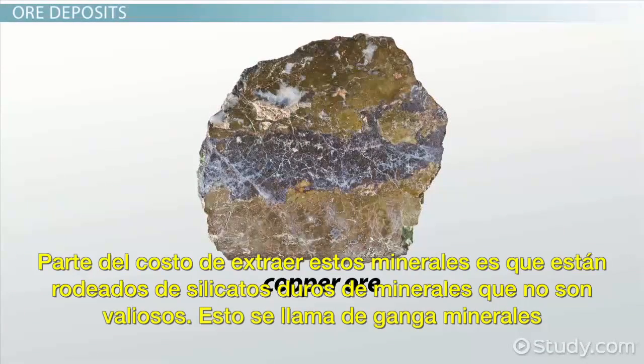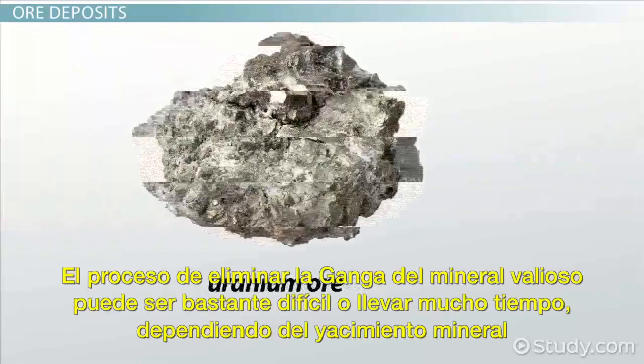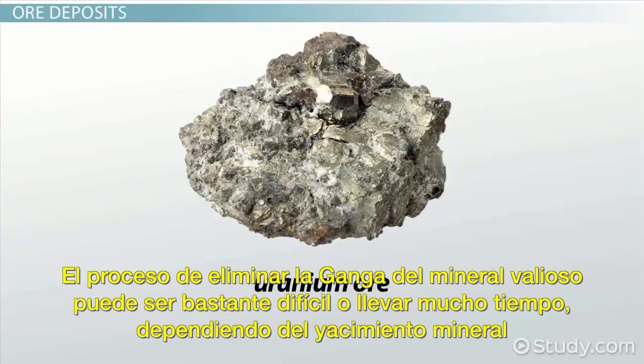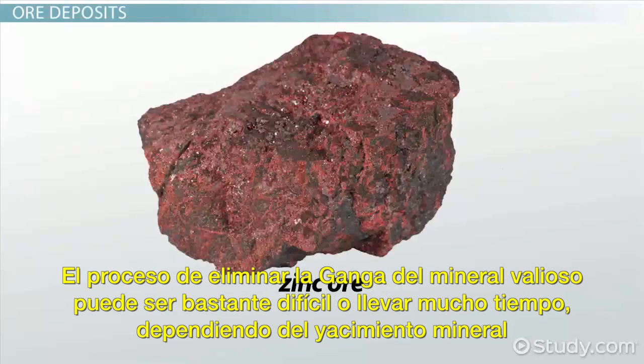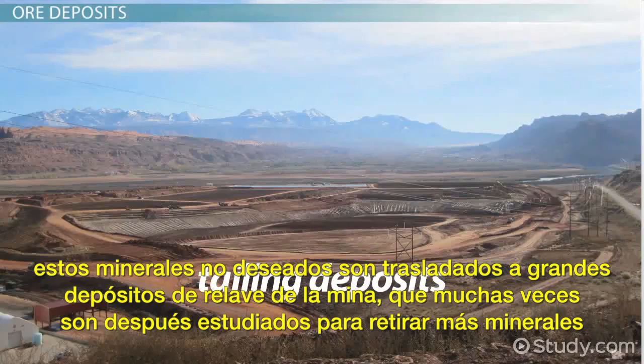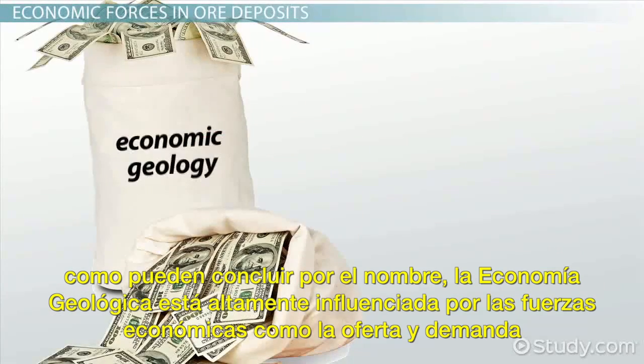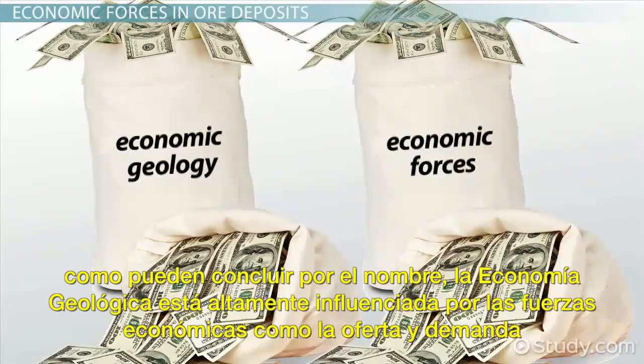Part of the cost of extracting these valuable deposits is that they are surrounded by hard silicate minerals that are not valuable and termed gangue minerals. The process of removing gangue from the valuable ore can be quite difficult and time-consuming, depending on the size of the ore minerals. These unwanted minerals form vast tailing deposits at mines, which are sometimes later the target of further mineral extraction.